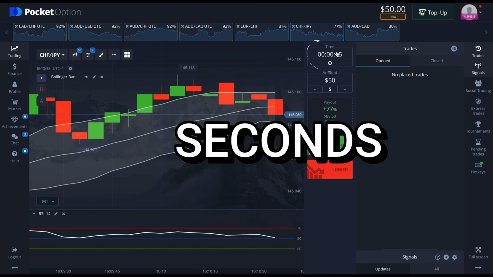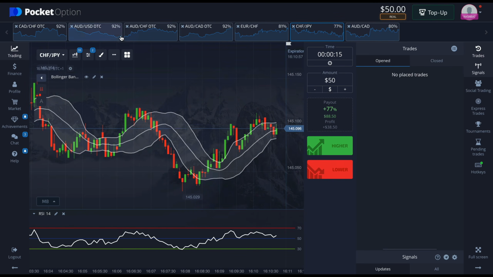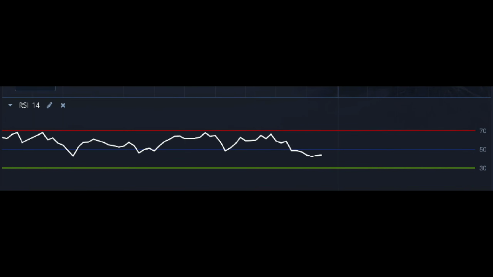The expiration time we select to 15 seconds and the chart time frame to 5 seconds. So, how does the strategy work?